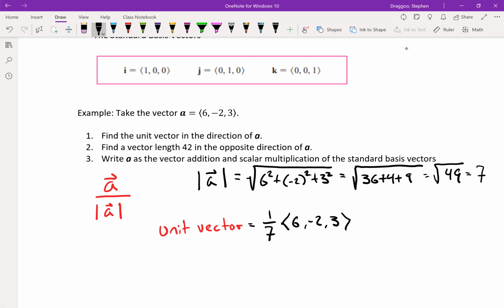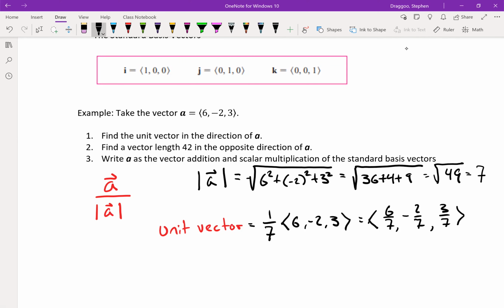And it's oftentimes probably just easiest to leave the vector written out this way, particularly if our magnitude isn't going to simplify once it multiplies in. But I could also multiply that 1/7 into the vector itself. So 6 over 7, negative 2 over 7, and 3 over 7.